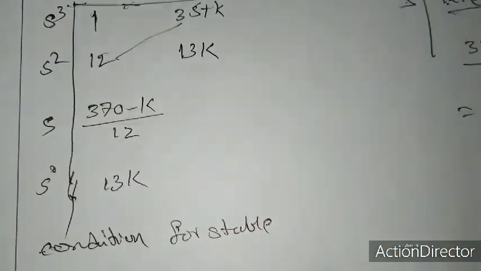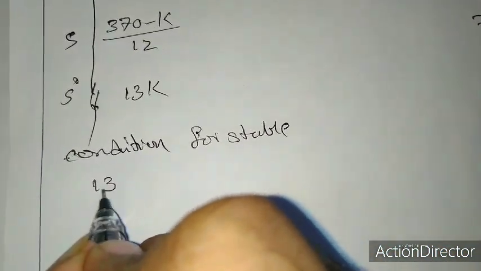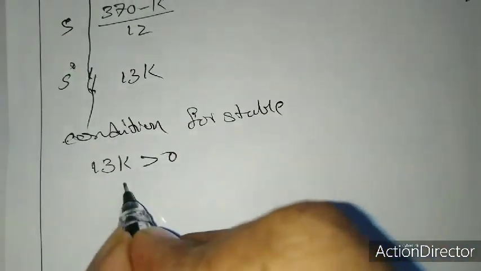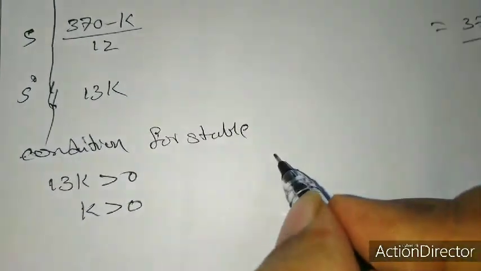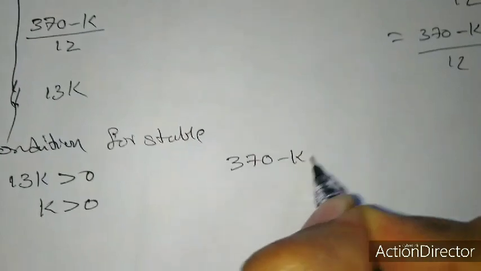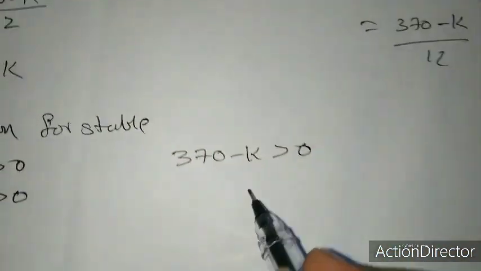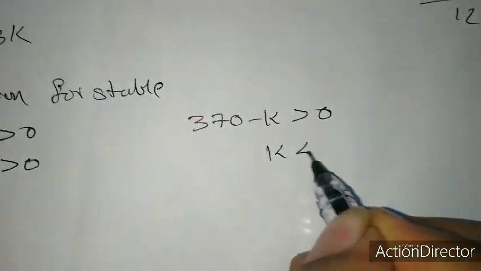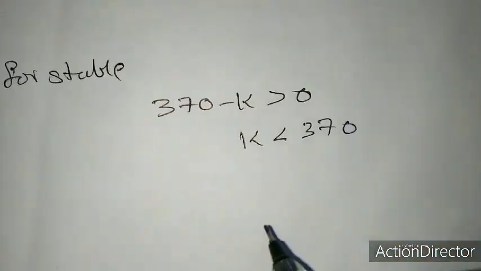All the elements in the first column should be greater than 0. So 13k should be greater than 0, meaning k is greater than 0. Next, 370 minus k should be greater than 0, so k should be less than 370.